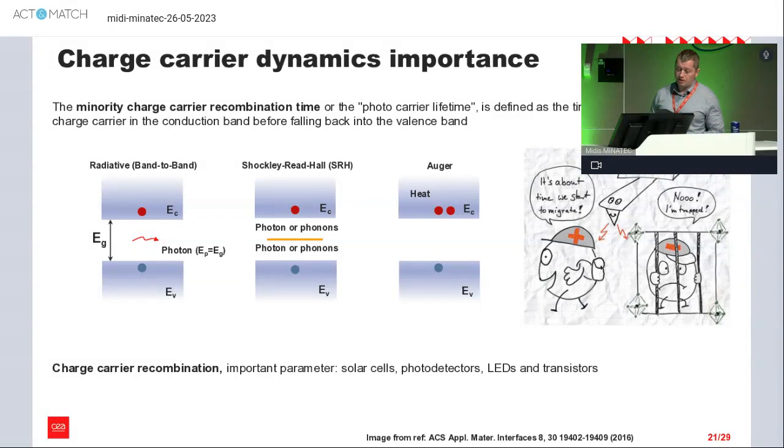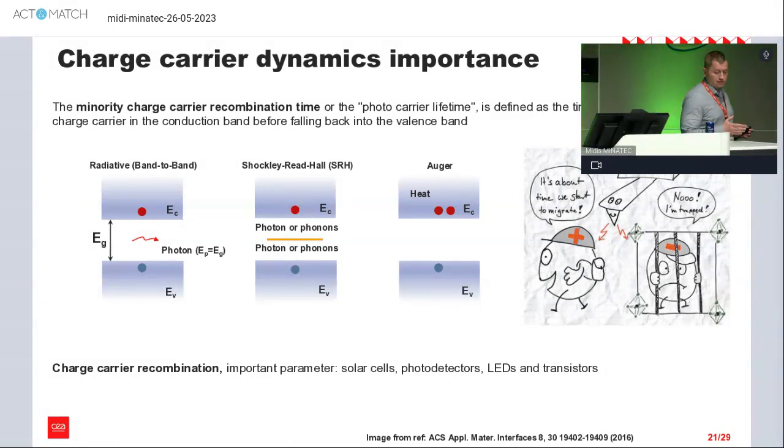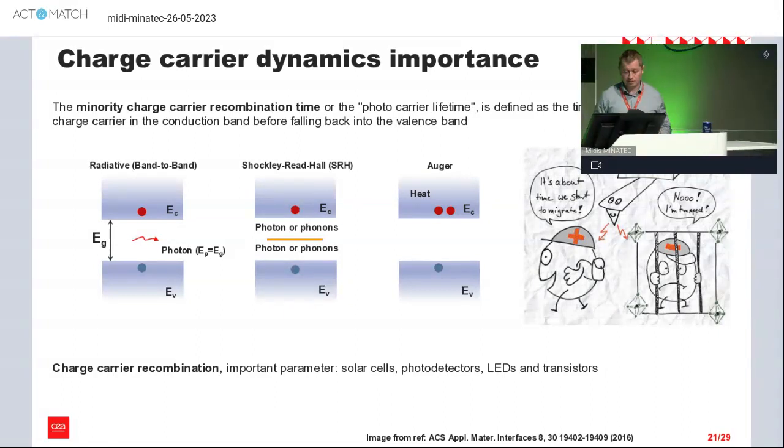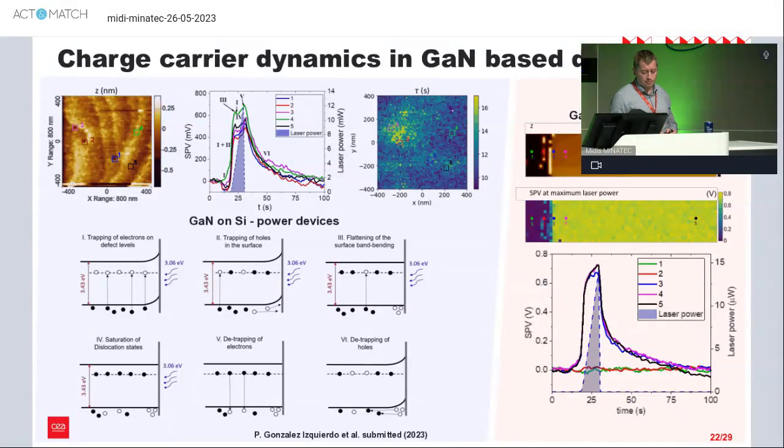We can also have other dynamical processes, for example, trapping or detrapping of charges. All those processes we can characterize by different methods. There is no one method, but several methods. But we developed a KPFM protocol to characterize those processes locally. So the first example linked to this characterization of these dynamical processes is on gallium nitride based devices.